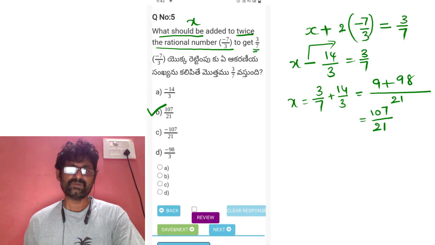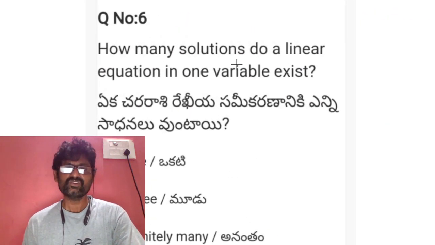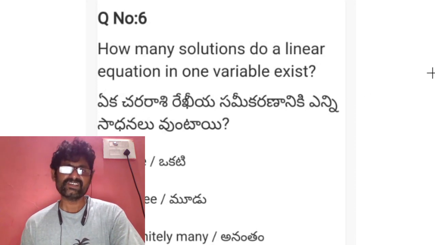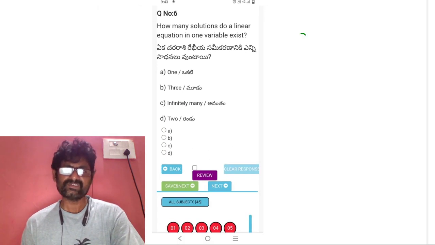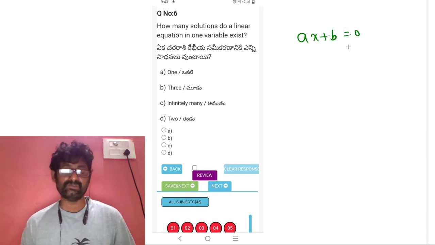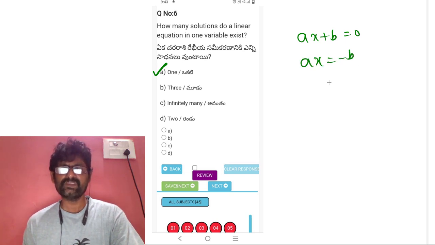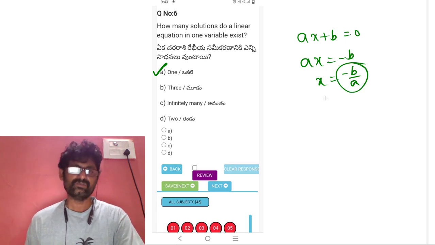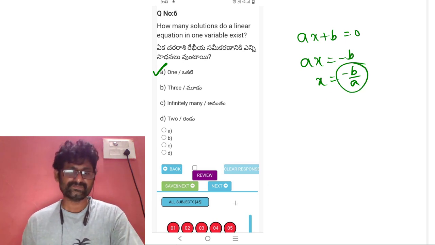Let's go to the next, sixth problem. How many solutions does a linear equation in one variable have? So a linear equation in one variable means an equation of the form ax plus b equal to 0. This is what we say is the general form of the linear equation in one variable. The solution of this equation will be just 1. So only 1. Option A is correct. If you solve this one, ax equal to minus b and then x equal to minus b by a. So this is the only solution we have. So one solution is the correct one.